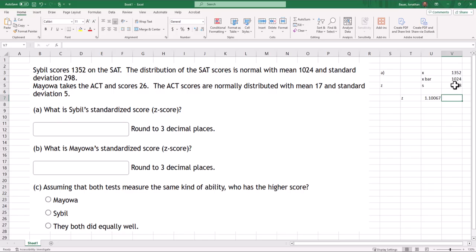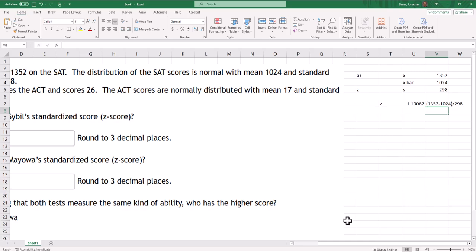Now, that was 1,352 minus 1,024 divided by 298. Can't quite see all of that, but that's going to be okay. Zoom in and out a little bit, might make this stuff disappear. So for the next part, B, we're supposed to round that to 3 decimal places. We'll get to that in a second.